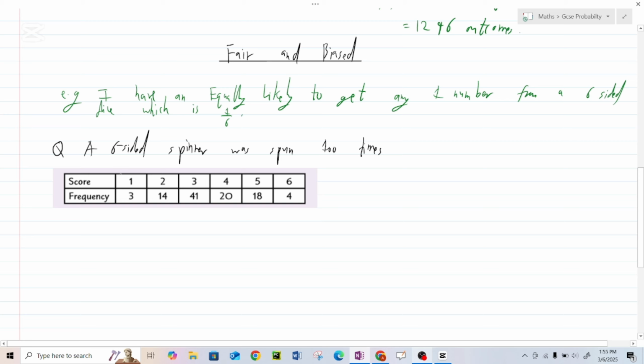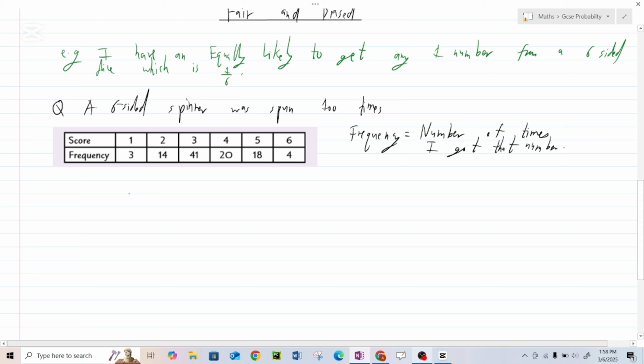What is frequency? Frequency is the number of times I got that number. Okay, let me write that here. Number of times I got that number. So I got 1 3 times, 2 14 times, 3 41 times, 4 20 times, and so on.